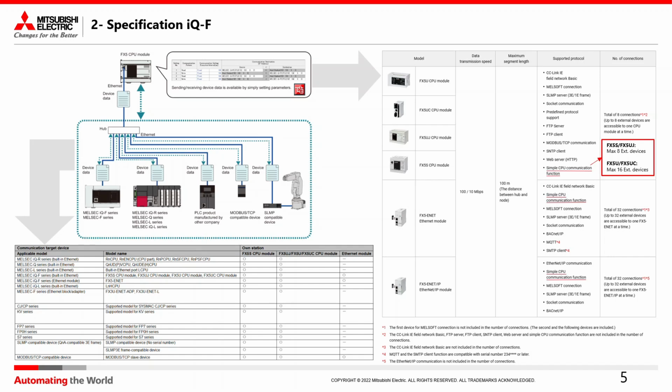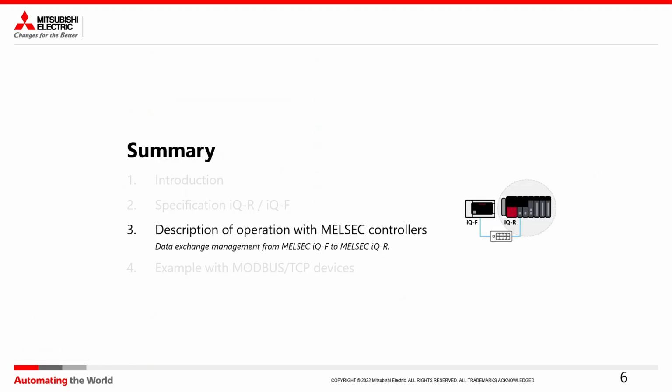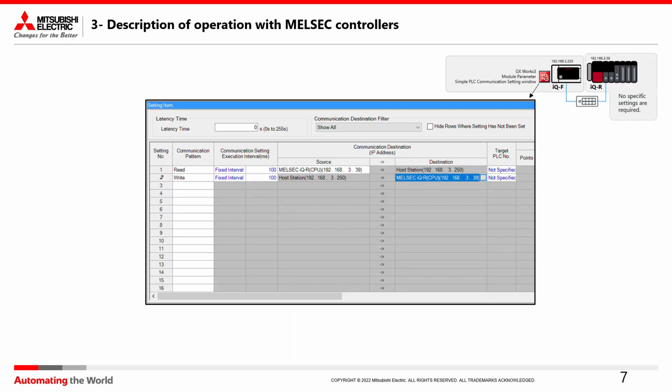Instead, on the Ethernet module, we can manage the data exchange only with other iQ-F systems and also with Modbus TCP compatible devices. Now, how to manage the function on the MELSEC iQ-F platform to exchange data with a MELSEC iQ-R controller. In the example, we have kept the default IP addresses of the built-in Ethernet ports of the CPU. In fact, on the MELSEC iQ-R platform, no specific settings are necessary. Let's start looking in detail at the function configuration page.